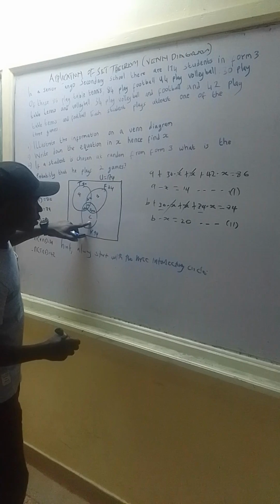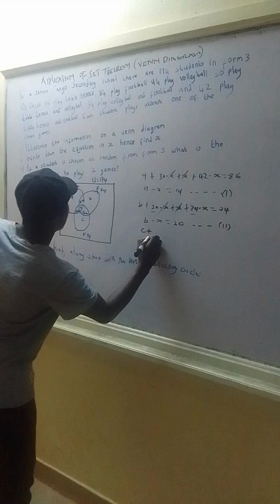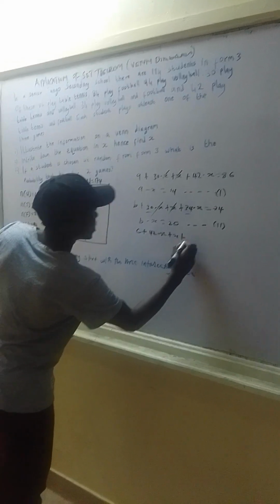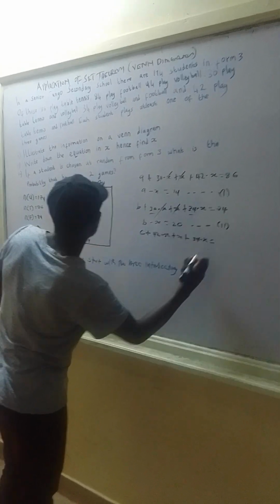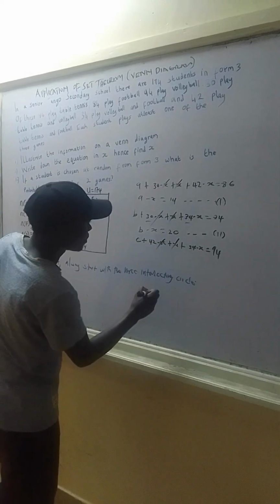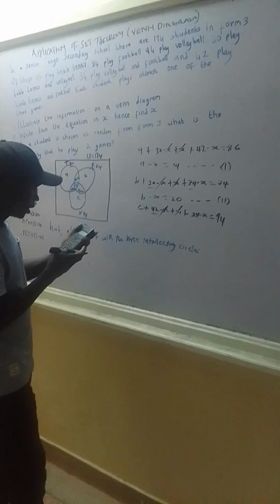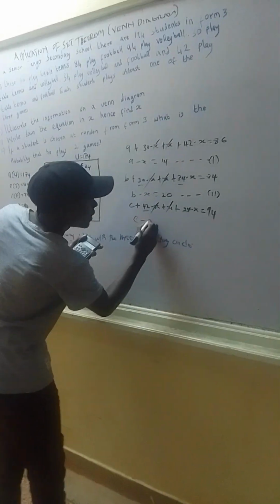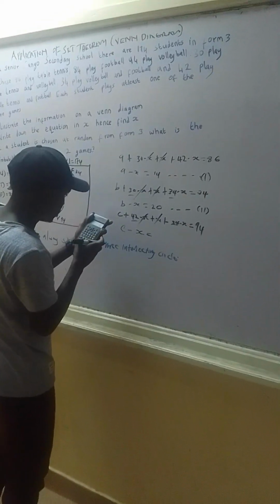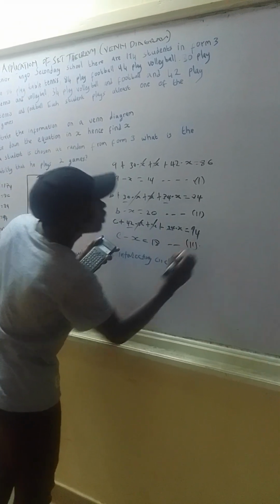Then for equation 3, I'll take for c. It is c plus 42 minus x plus x plus 34 minus x is equal to 94. Then this one will also cancel. So we have 42 plus 34, that is 76. Now it's c minus x is equal to 94 minus 76, so we have 18. Now I call this one equation 3.